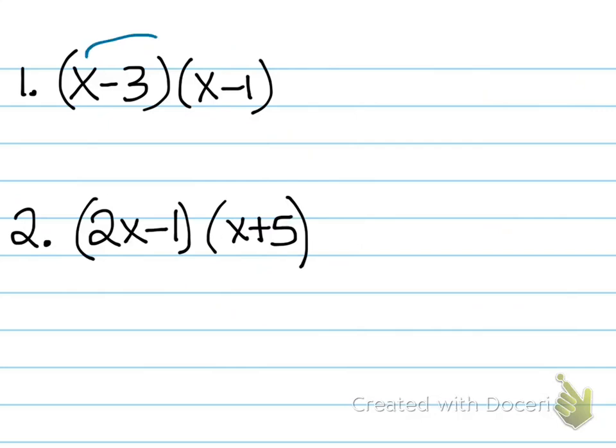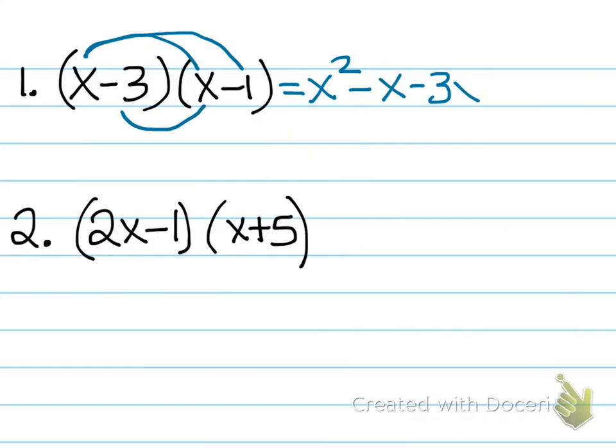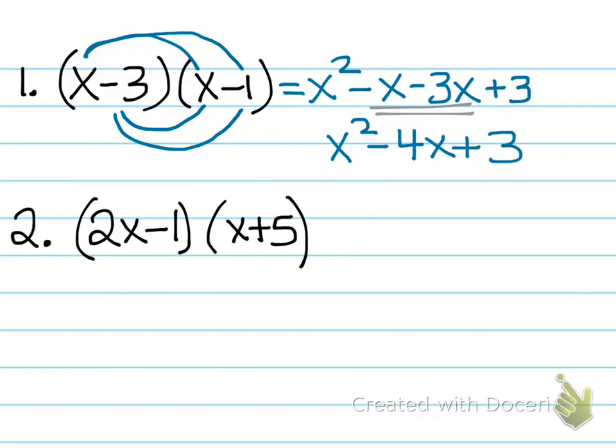Okay, in number 1, the first step is to multiply x times x and get x squared. Then x times negative 1 and get minus x. Negative 3 times x gives me minus 3x. And negative 3 times negative 1 gives me positive 3. Next step is to add the two terms in the middle because they are like terms. And our final answer is x squared minus 4x plus 3.